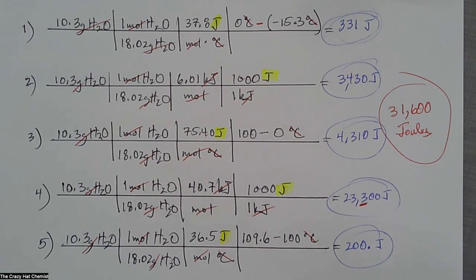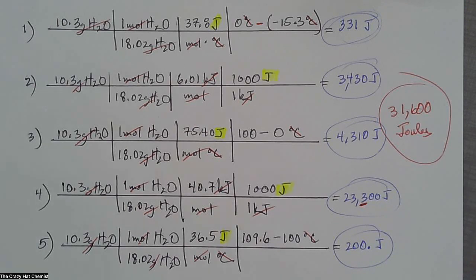Whew, that is an awesome problem. So what does this mean exactly? What this means is if you take 10.3 grams of ice that is at a temperature of negative 15.3 degrees Celsius and heat it to 109.6 degrees Celsius, it requires 31,600 joules to do that process. All right.